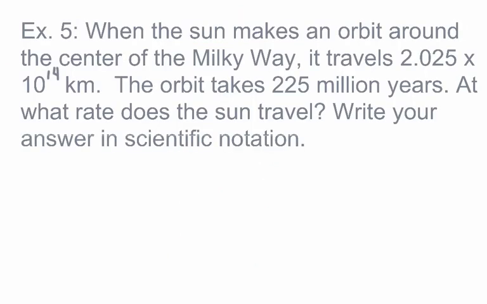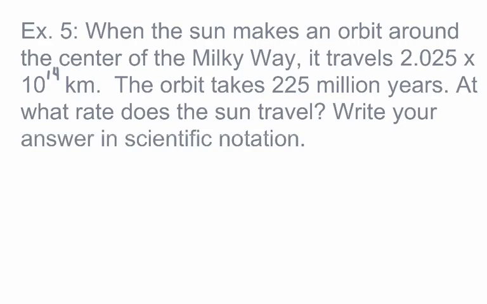All right, for our last example, it's a word problem. It says, when the sun makes an orbit around the center of the Milky Way, it travels at 2.025 times 10 to the 14th kilometers. That's how far it actually has to travel. Okay, so the orbit of the sun around the Milky Way is 2.025 times 10 to the 14th kilometers. That's the distance that it actually has to travel. Now the orbit takes 225 million years. So it takes 225 million years for the sun to orbit once around the center of the Milky Way galaxy. At what rate does the sun travel? Write your answer in scientific notation.